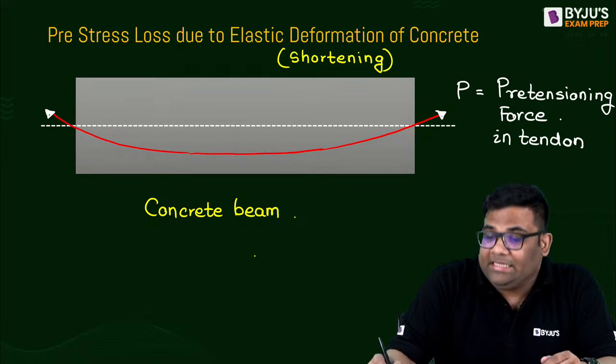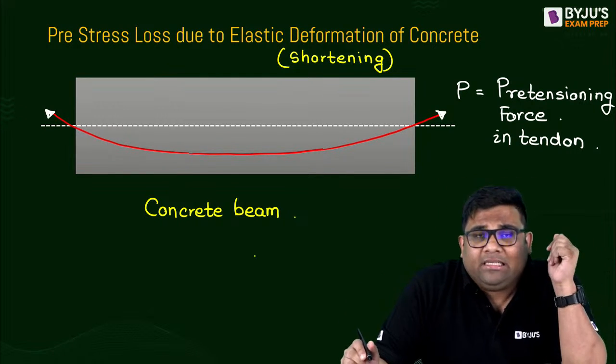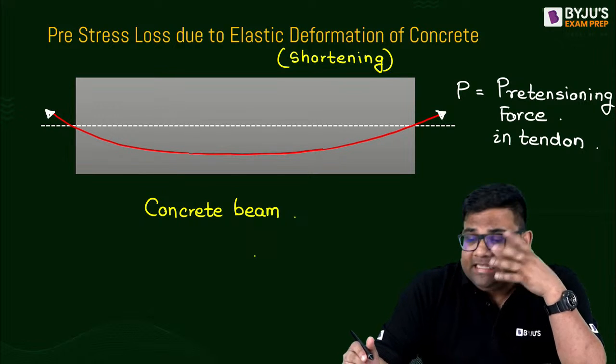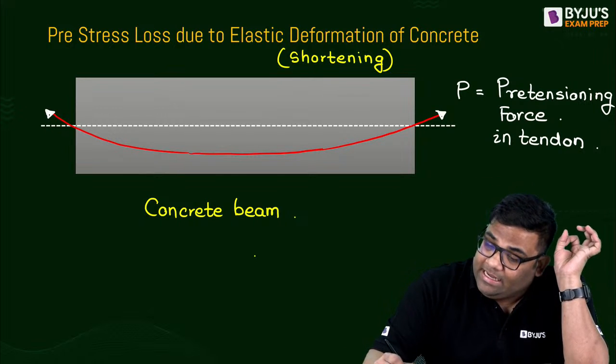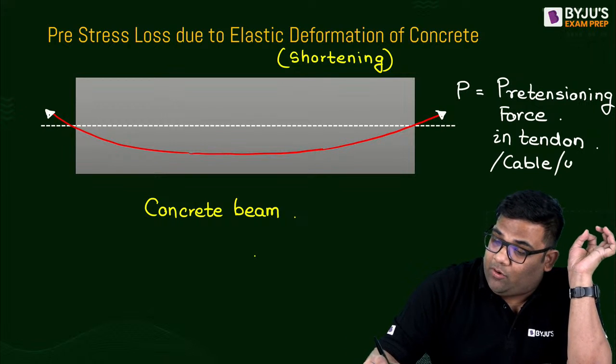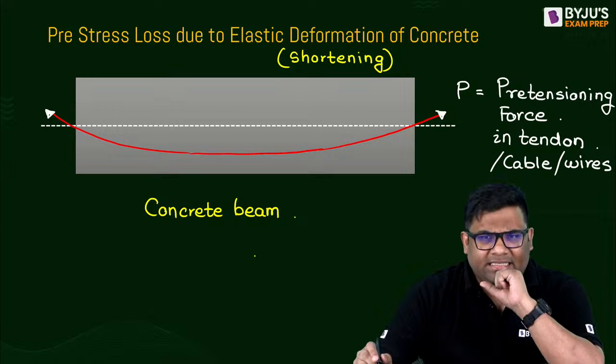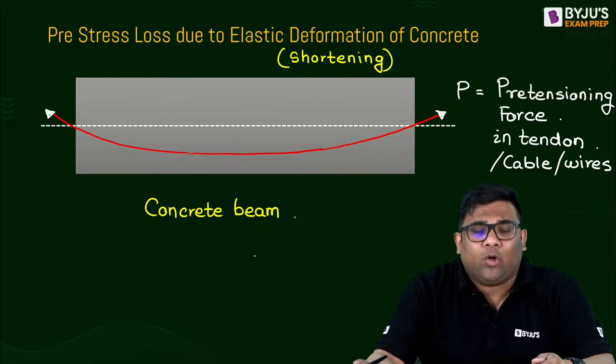So what we do? We apply tension to this tendon, and this tendon is made of what? Please write in the comment section, all the students who are watching this lecture. This tendon is made of what? This is known as tendon. This is also known as cable, right? And this is also known as a combination of wires. So this tendon, cable or wires, they are made up of what? Can somebody write in the comment section?